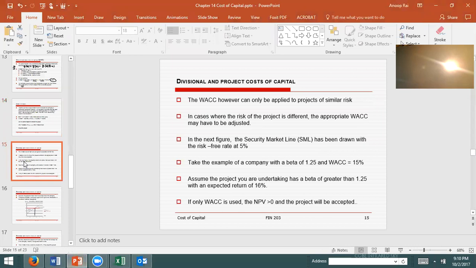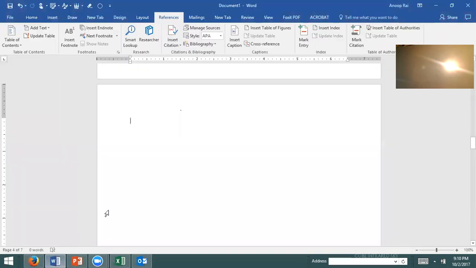All right, let's move on. Now, one of the first things that you have to be careful about is that the WACC is to be used only for a project of similar risk. So for example, let's say I find out that the debt banks are giving me, or bondholders are investing in my bonds at 10%, stockholders at 20%.